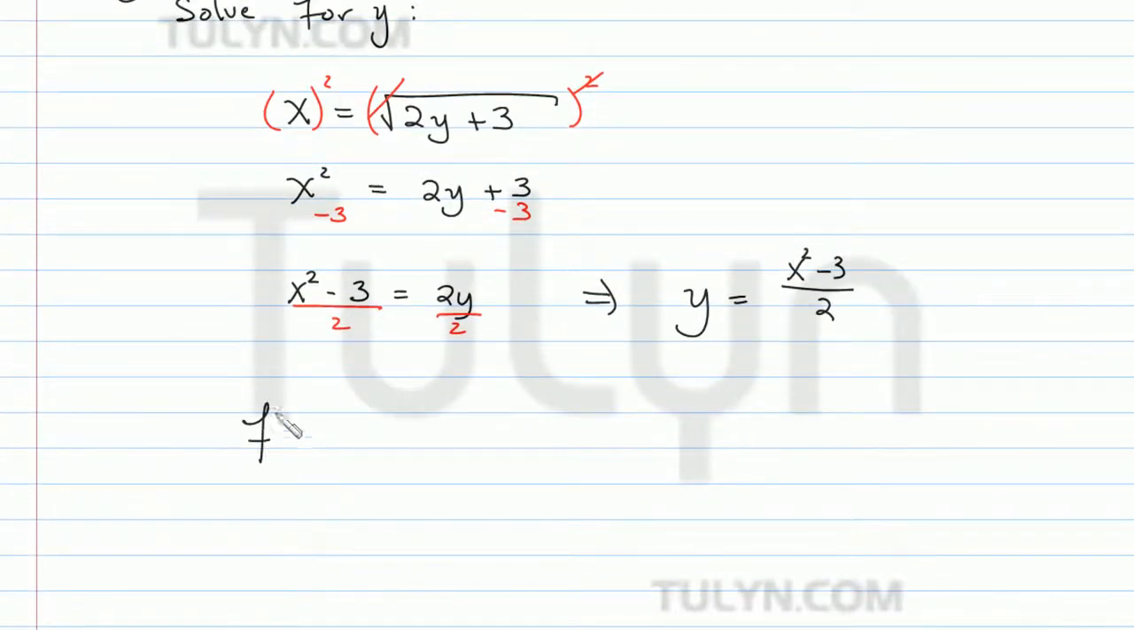And writing it in function notation, that's f to the negative 1 of x, that's the notation for inverse, is x squared minus 3 over 2.